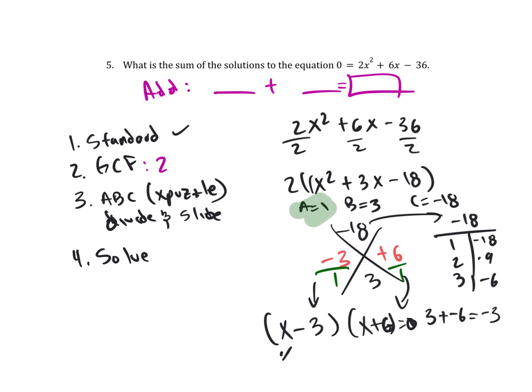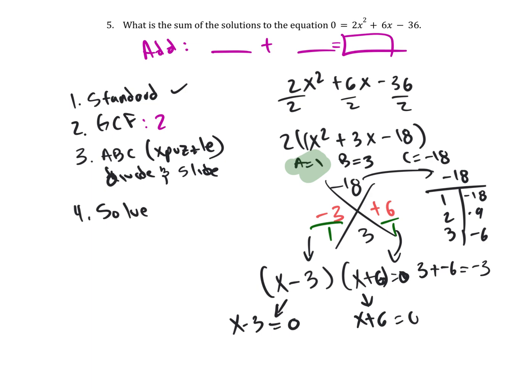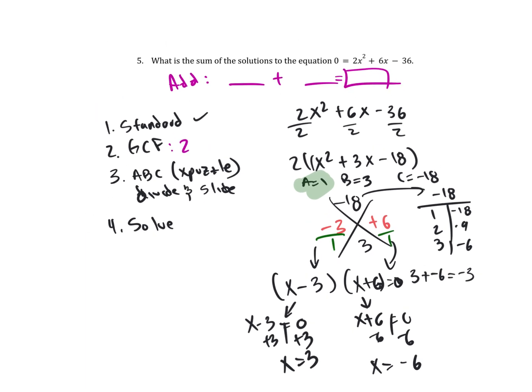And then from here to solve, find your answers. You set them equal to 0, and you isolate the x. So you add 3 to both sides, or you subtract 6 from both sides. So those are my solutions. I'm going to add them. 3 plus negative 6 gives you negative 3, and that's the answer we're looking for.